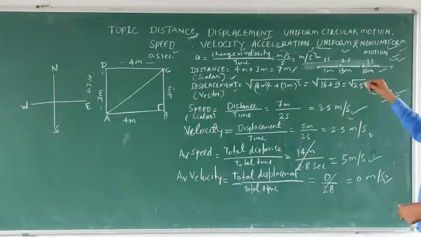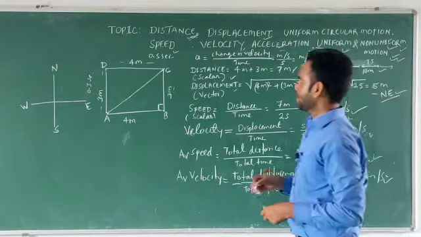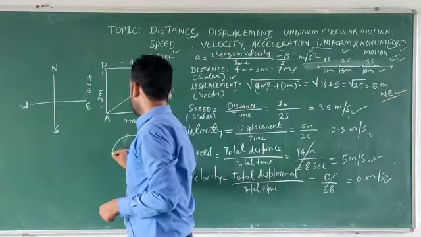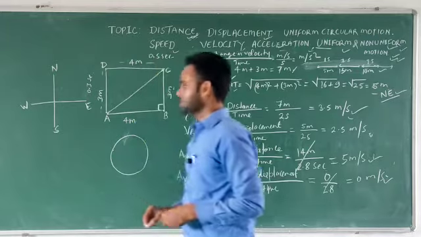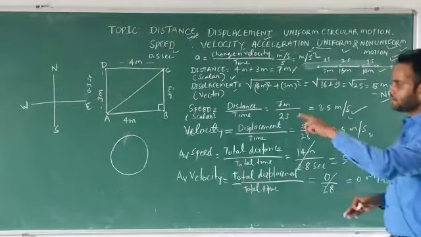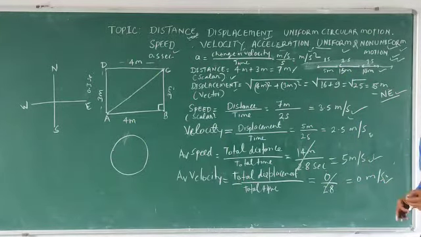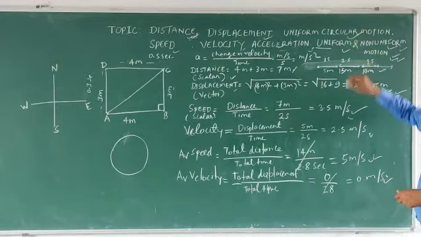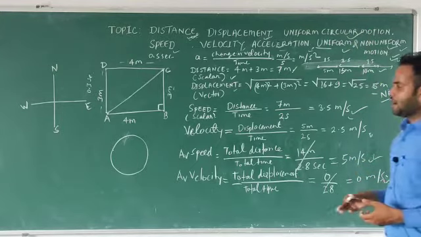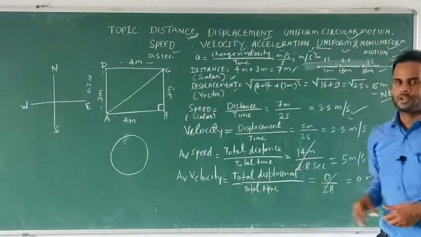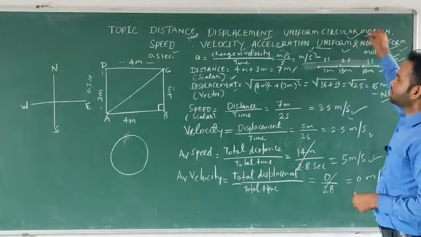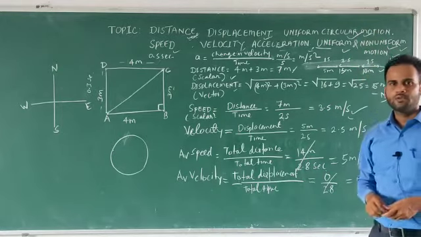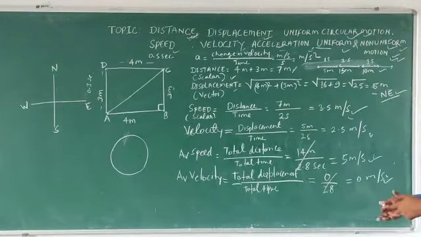But if the path is not straight, and the path is circular like this, and an object is traveling in a circular path and covers equal distance in equal intervals of time, then it would be uniform circular motion. If it is covering unequal distance in equal intervals of time, then it would be non-uniform circular motion. So I hope these things are clear now. Thank you.